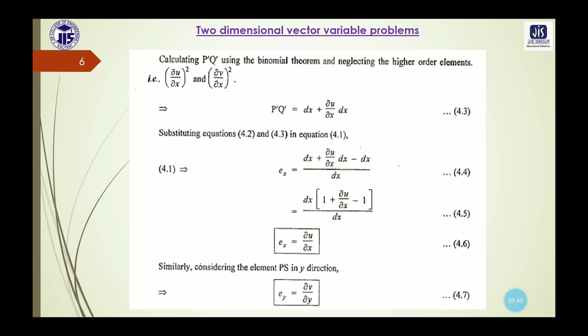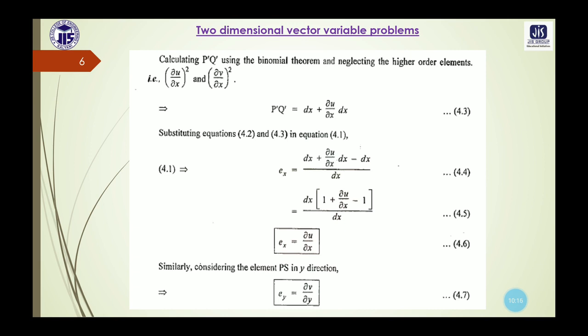Now if we substitute the equations 4.2 and 4.3 in equation number 4.1, that is the equation for the strain in the X direction for PQ, then we are getting that Ex equals dx plus del u del x dx minus dx divided by dx. So finally Ex, that is the strain for PQ in the x direction, is coming as del u del x. So this is our equation number 4.6.